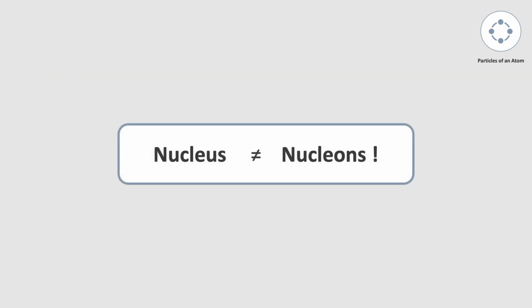There are some words which can be confusing. Nucleons kind of sounds like the plural of nucleus, right? Well, that is not the case, because a nucleus is not the same as nucleons. A nucleus is the center of an atom. Protons and neutrons are nucleons and make up the nucleus. And the plural of nucleus is nuclei. Make sure you don't confuse these words.